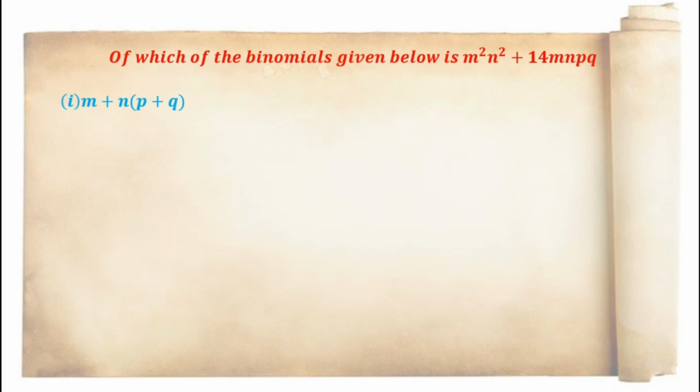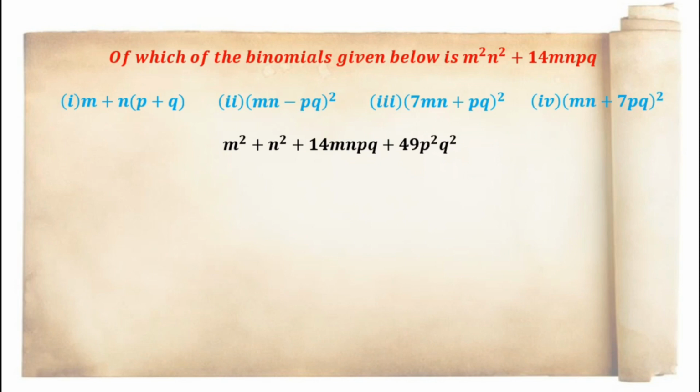Okay, and the second is (mn minus pq) raised to 2, and the third one is (7mn plus pq) raised to 2, and the fourth one is (mn plus 7pq) raised to 2. Okay, so here you will see that m raised to 2 and n raised to 2.